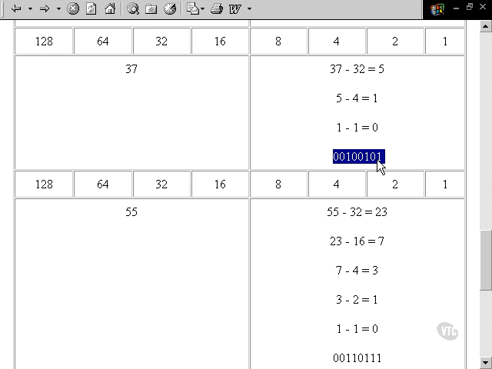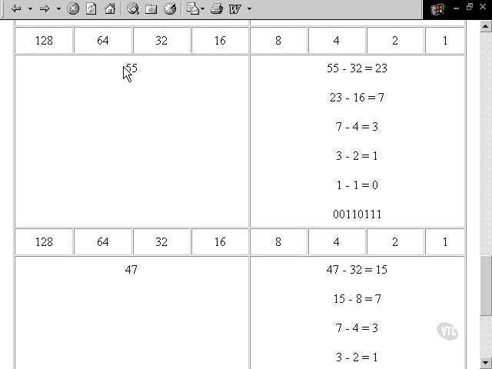The places we translate down to here. We got a 0 for the 128 spot, a 0 for the 64 spot. We have a 1 for 32. We have a 0 for the 16 spot, a 0 for the 8 spot, because we didn't subtract those. But we did subtract something from the 4 spot. We didn't subtract anything from the 2 spot, but we subtracted something from the 1 spot.